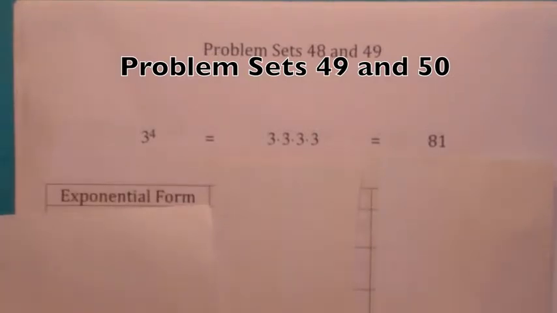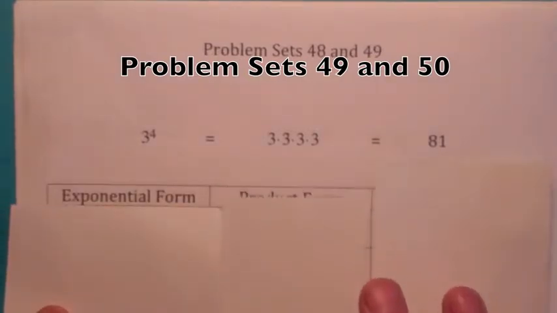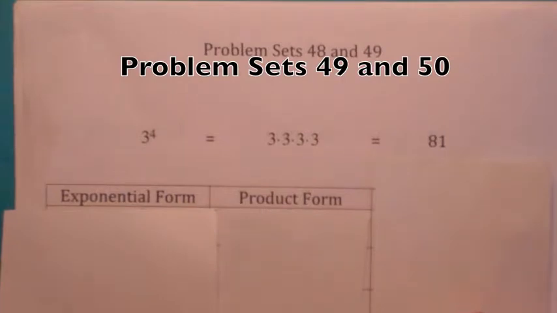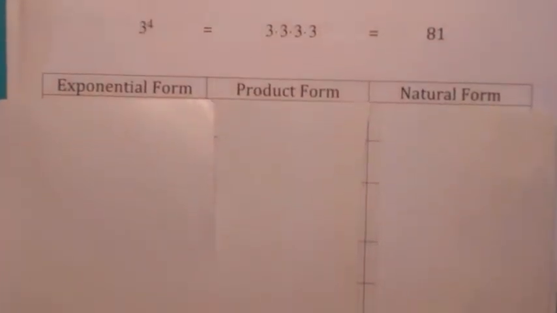The first form is called exponential form. The second one, the middle one, is called product form. Sometimes you're able to write it as a number, and if so, that's called natural form. So that's what we're going to focus on first, just converting from one form to the other.